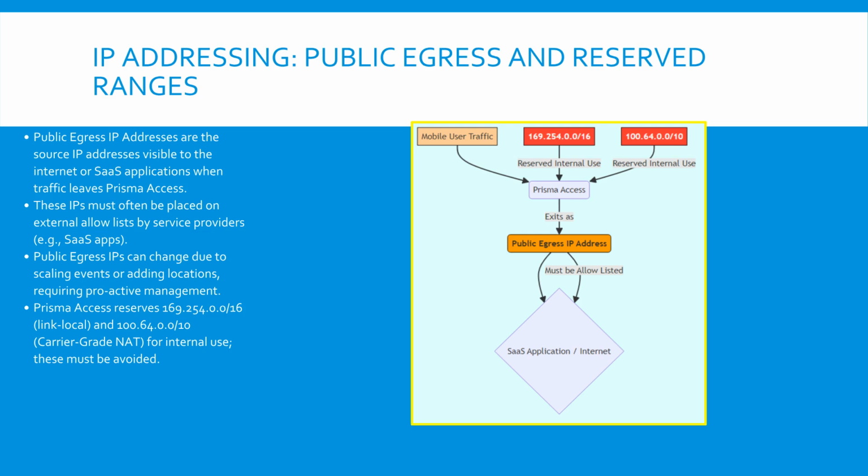This diagram illustrates the critical role of the public egress IP. Traffic exits the Prisma Access environment using one of these IPs. This egress IP must be allow listed on external services like SaaS applications to permit access.